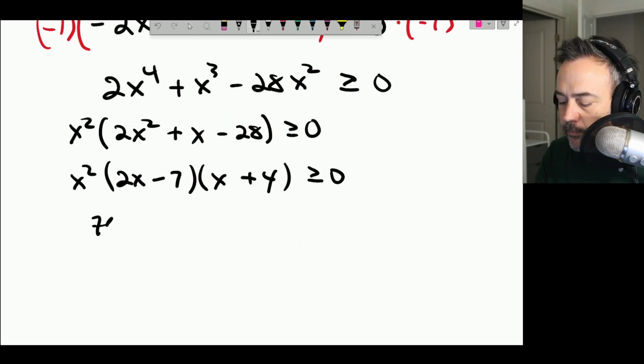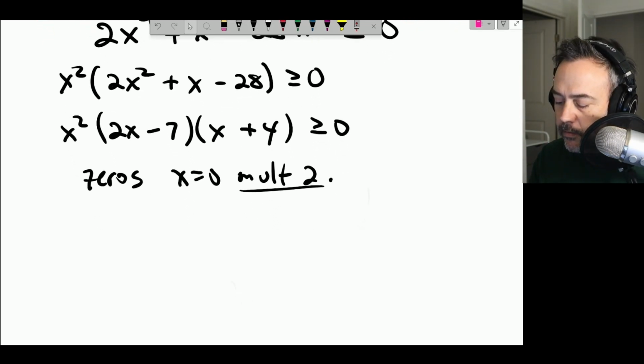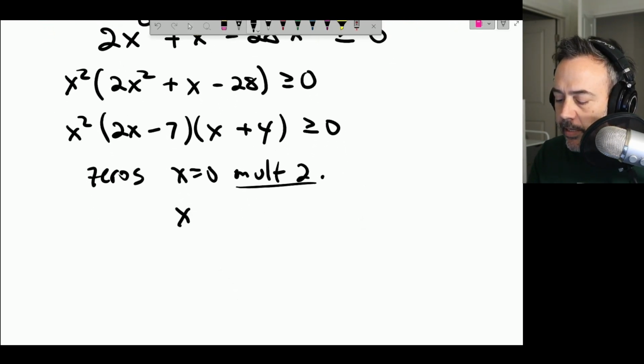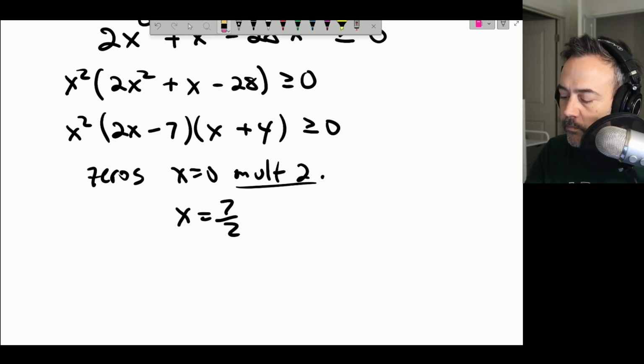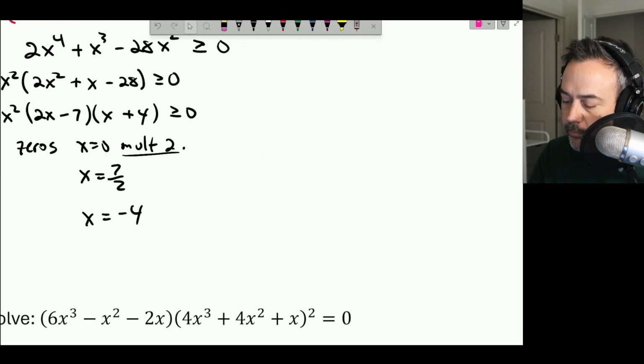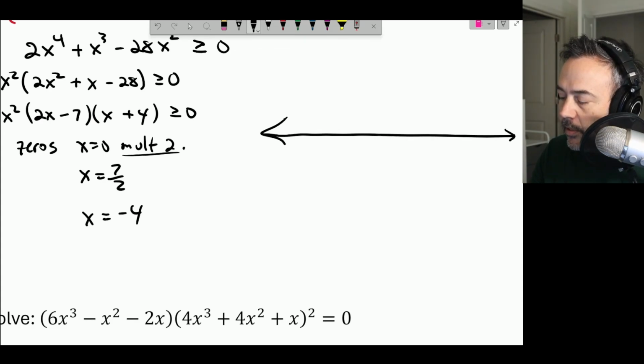What are the zeros? x equals 0, multiplicity 2. You don't really need to write the multiplicity when it's an inequality, but it's helpful to just get in the habit of doing it. 7 halves and -4. Okay, make a number line. We now need to, and I recommend you graph it whether it's asked for or not, because I could ask you to graph the solution set.